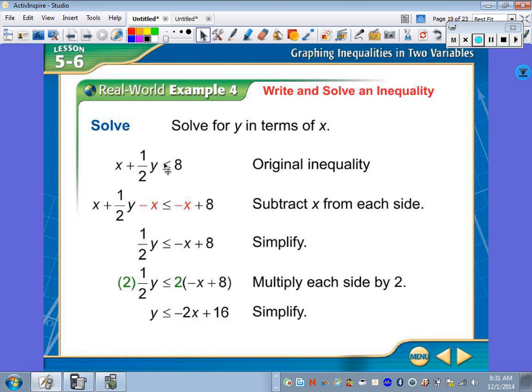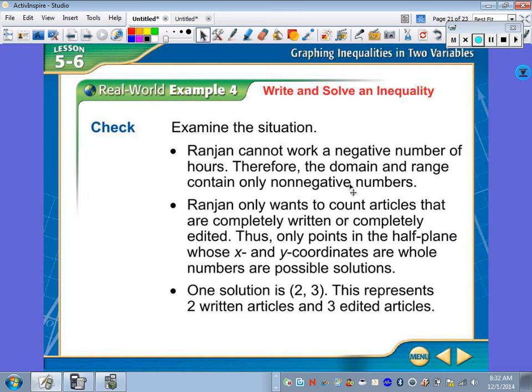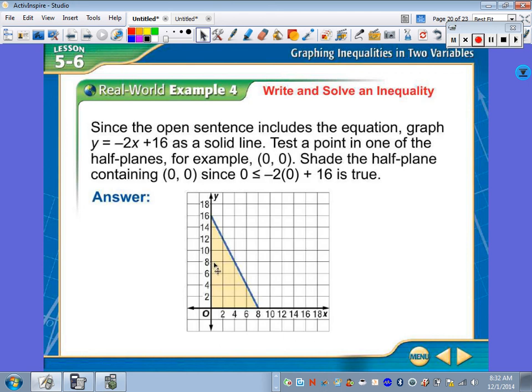Okay, then what you do there, you graph the inequality, and again, they use the whole test point. So he can't work negative hours. Oh, that's the check. Okay. So basically what you're looking at is here's your 8 hours. So it's got to be below this. Remember, it's got to be below the 8 hours. So it's underneath the line, so it's less than or equal to. Okay. And you should have seen that from this inequality right here. And there you go.